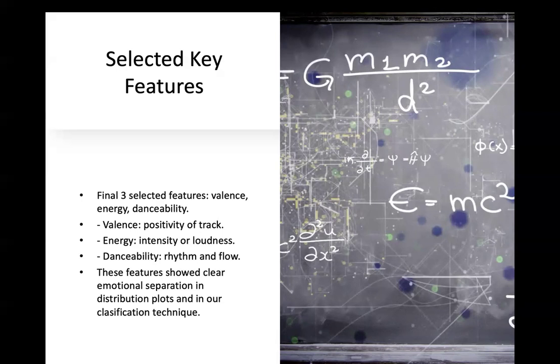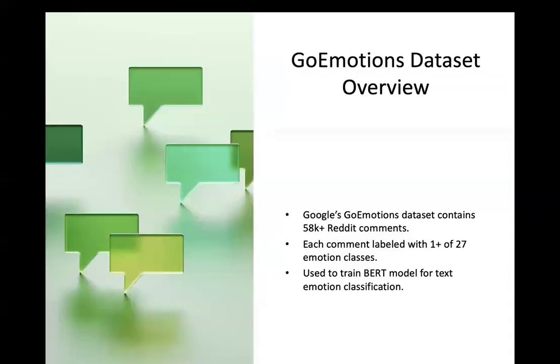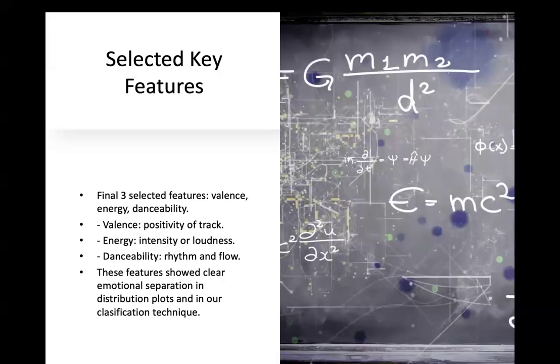whereas energy reflects how intense and loud a track feels. Songs with high energy often include fast tempo, dynamic vocals, and louder sounds, which are typically associated with emotions like excitement or anger. Danceability measures how easy it is to dance to a song based on beat strength, tempo, and rhythm regularity. Higher values often indicate songs that are uplifting or fun. We also used a KDE, kernel density estimation plot, to visualize how these features are distributed across different emotion labels. This distribution showed clear separation.